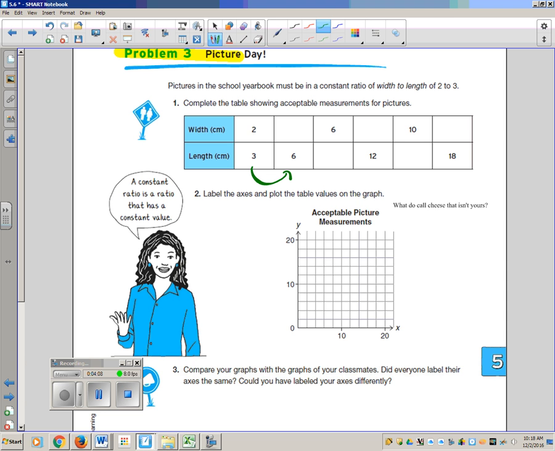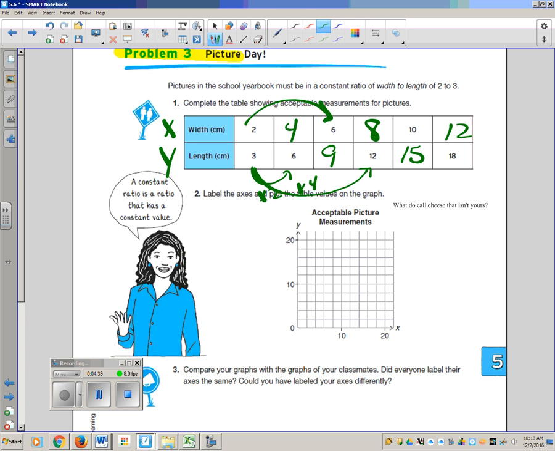3 went to 6. I multiplied by 2, so that's 4. Careful, sometimes it's not a pattern. 3 went to 12. I multiplied by 4, so this is going to be 8. I multiplied by 3 here. This table is a pattern. This will be 15, and this is 12. Width is x, length is y.